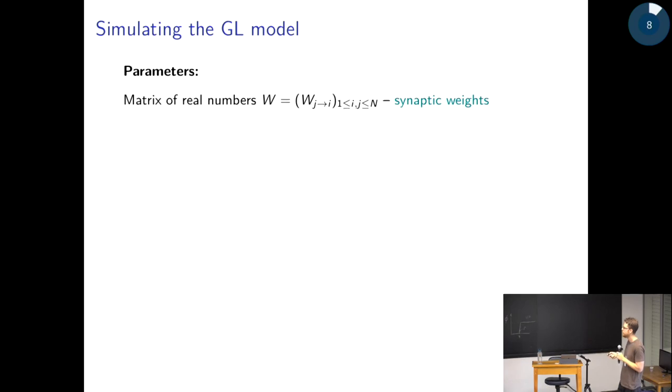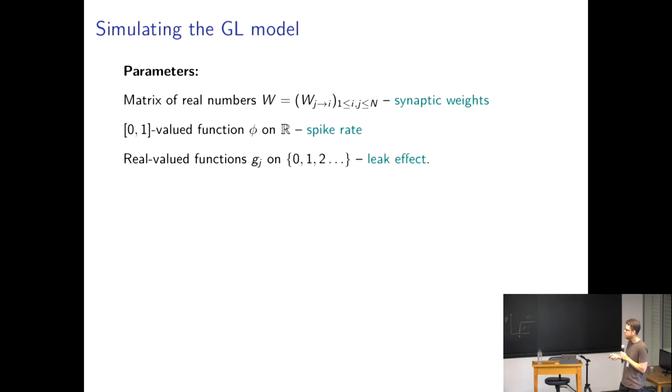The parameters, let's say the inputs of my program, are just a matrix of real numbers modeling the synaptic weights. I have a matrix n by n. We need to specify a function phi, which we can think of as a spike rate for us. It's a function on R taking values in [0, 1], because this will be the probability of having a spike given an energy.